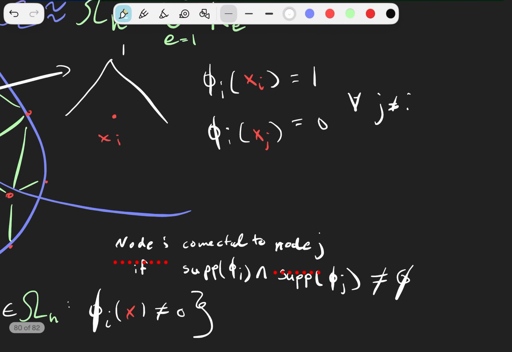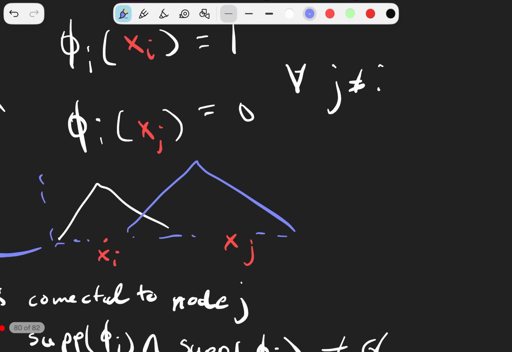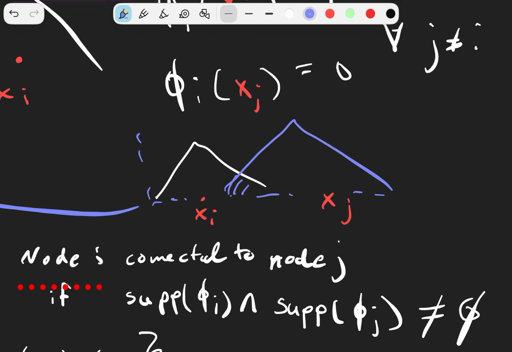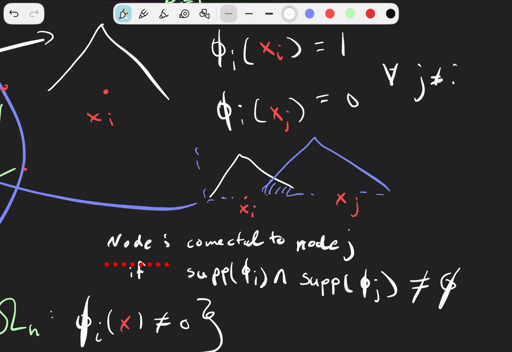So again, you could think about this as, let's say we have some x sub i and some x sub j, and again we are given this particular overlapping region where we have an intersection between x sub i and x sub j, even though these basis functions are there.